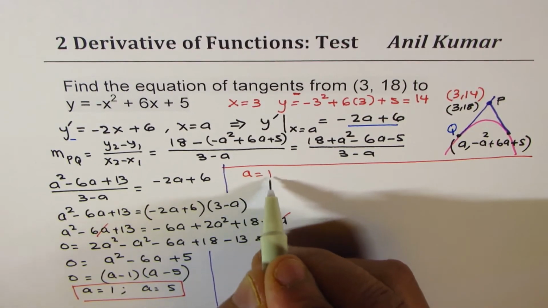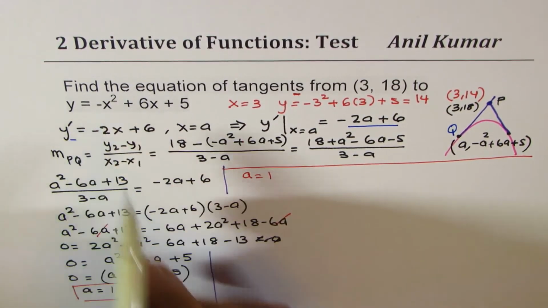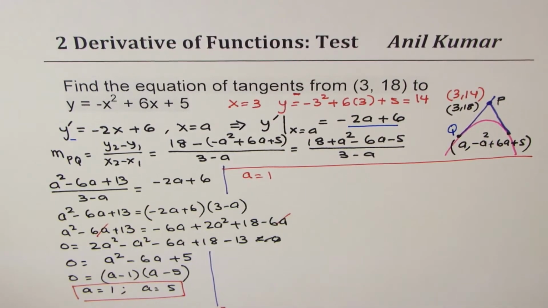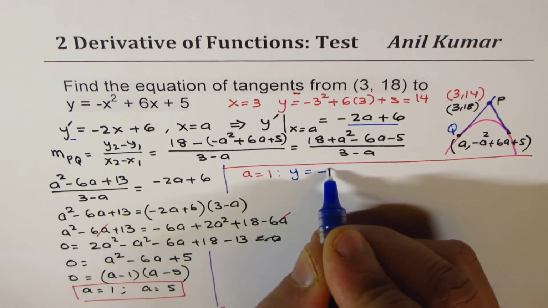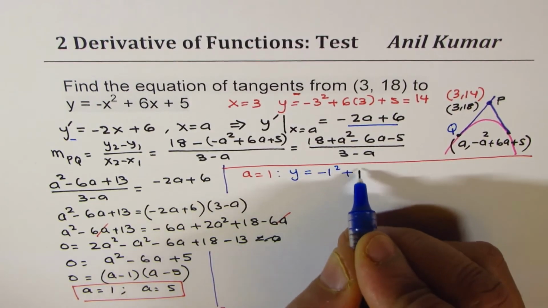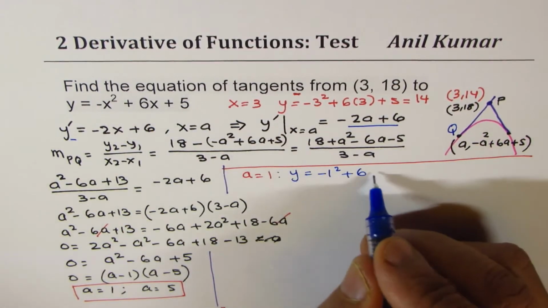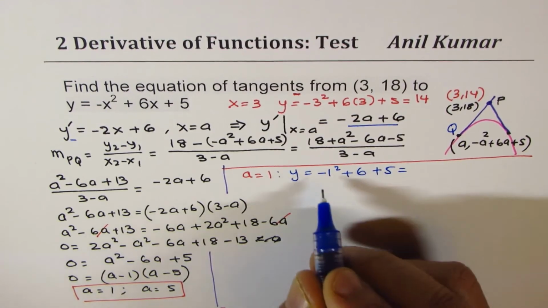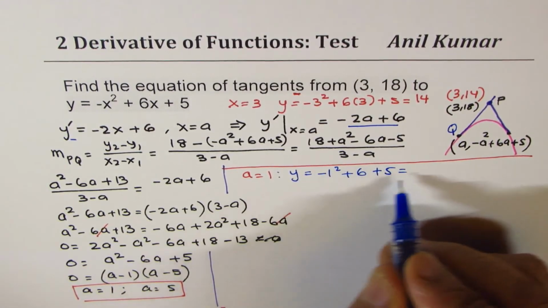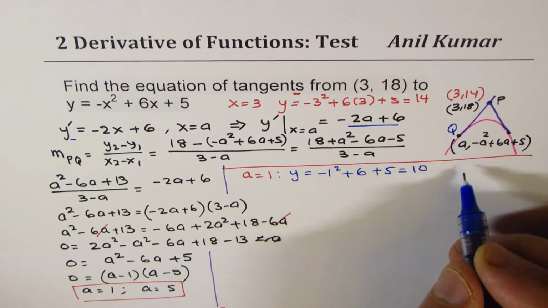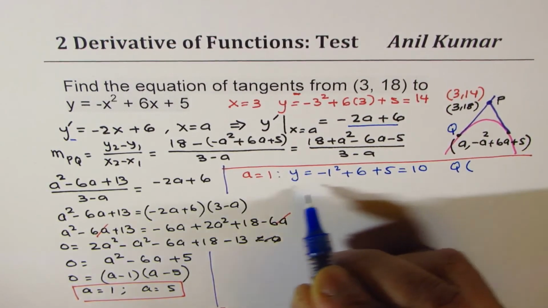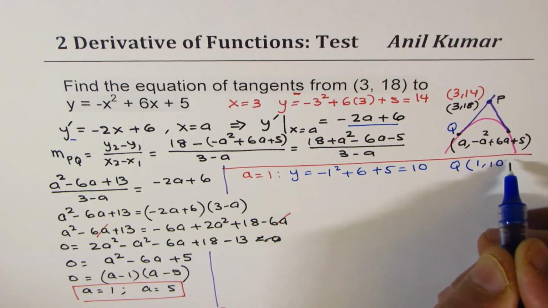Now if a equals to 1, then the parabola y equals to what? Let's calculate. y will be equals to minus 1 square plus 6 plus 5. So which is minus 1. So that gives us plus 10. And so one of the points could be, let's say Q, as 1 and 10, right?